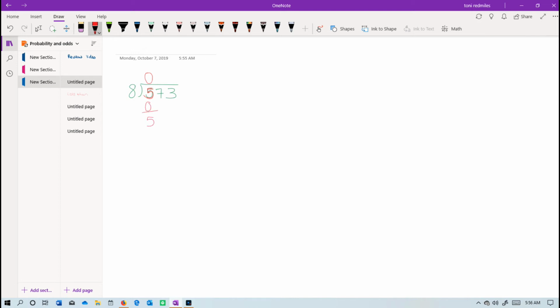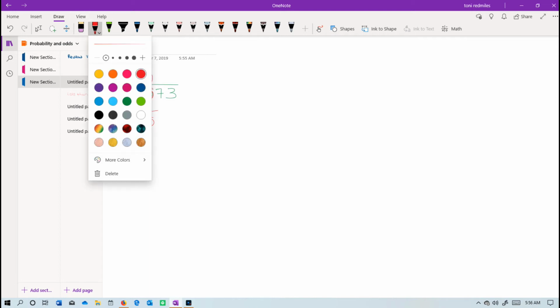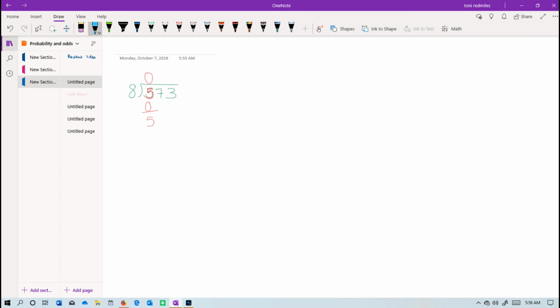Then I need to drop down the next place value, which is the tens place. This 7 is in the tens place, so I need to put a number in the tens place of my answer. How many times can 8 go into 57? Well, that's 7 times, because 7 times 8 is 56. If you need a multiplication table, let me know.